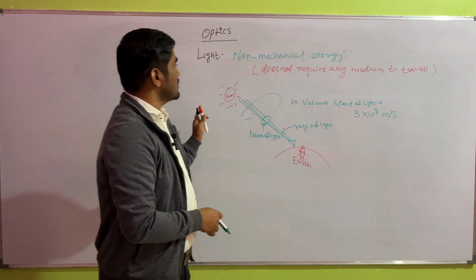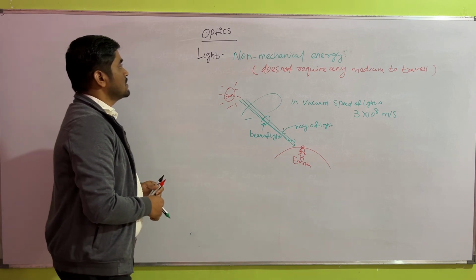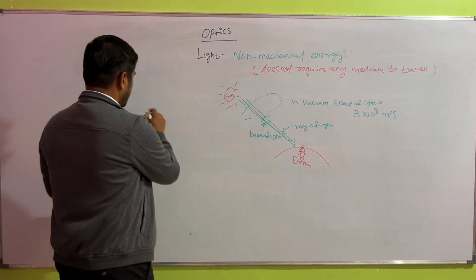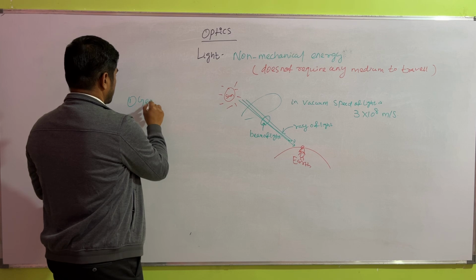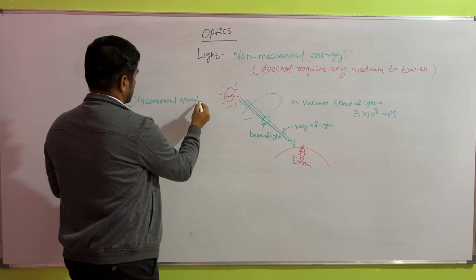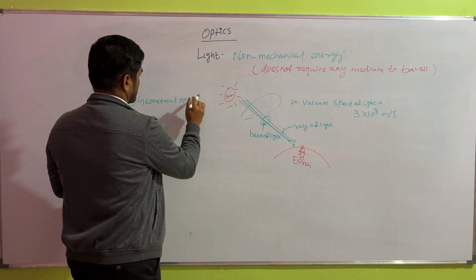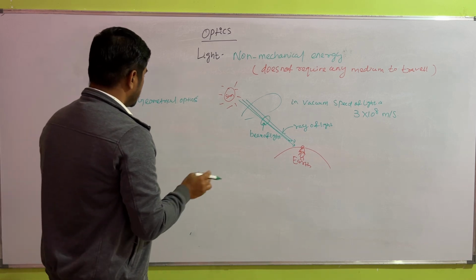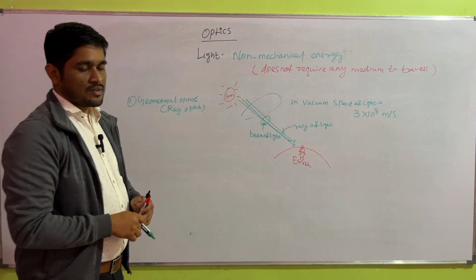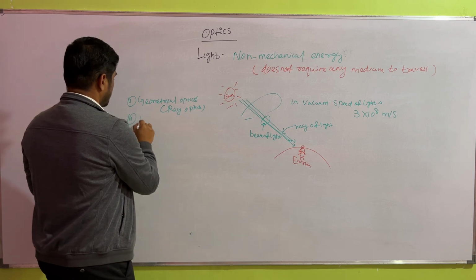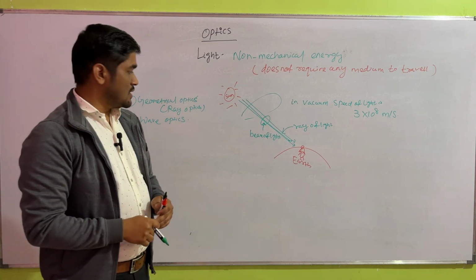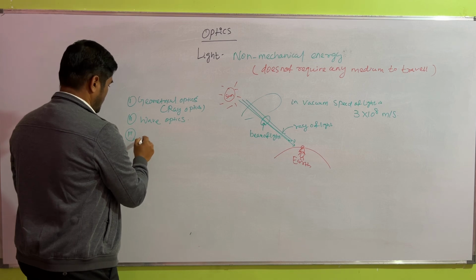So in our optics, it is divided into 3 types. One is geometrical optics, which is also known as ray optics. The next is wave optics. And the next one, number 3, is quantum optics.